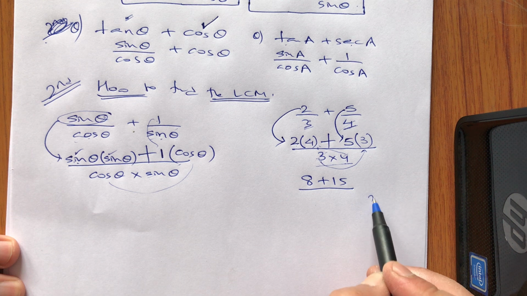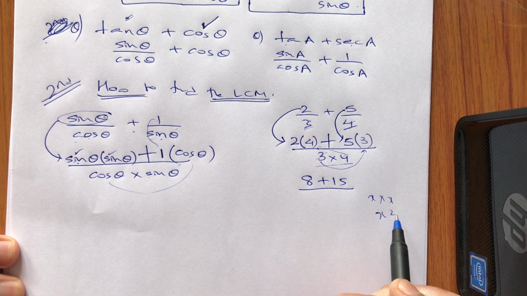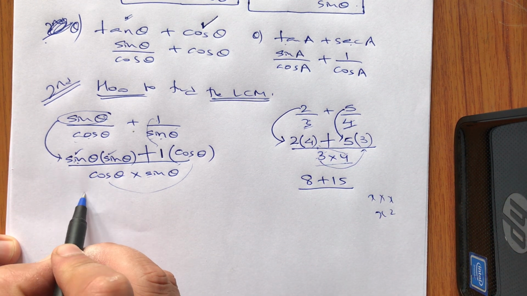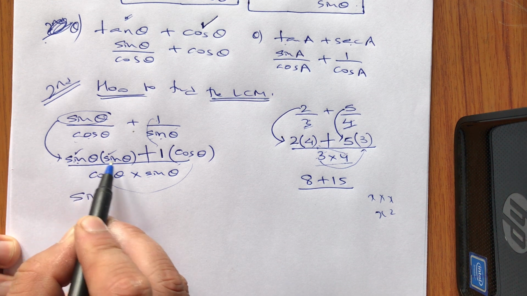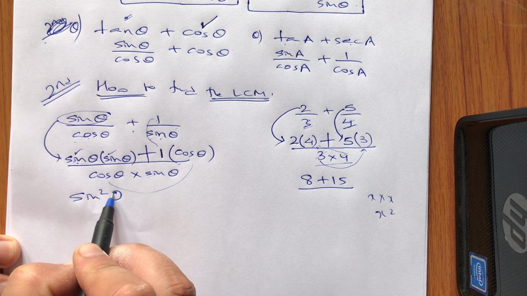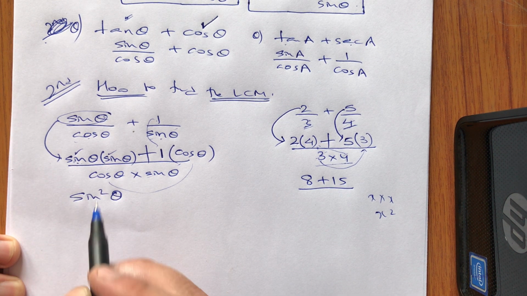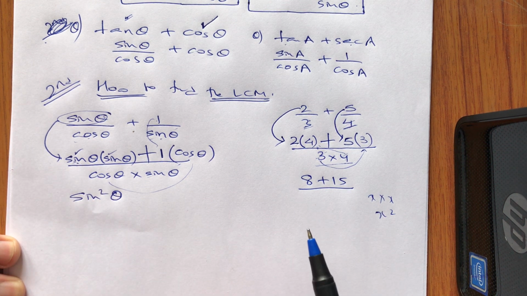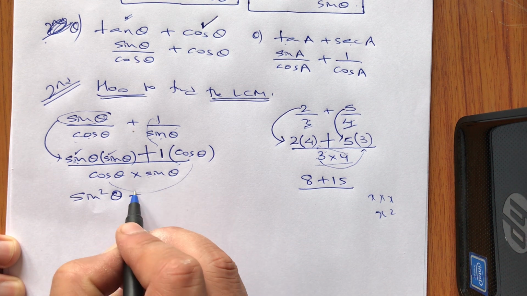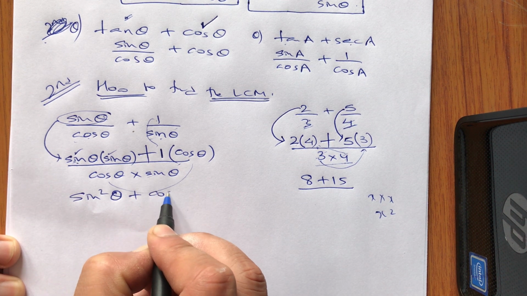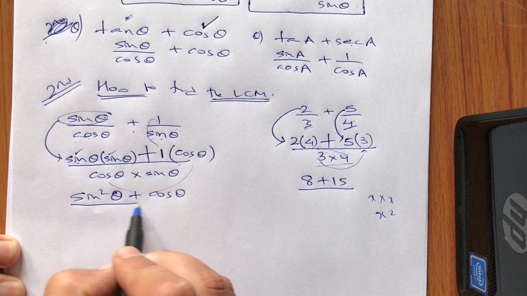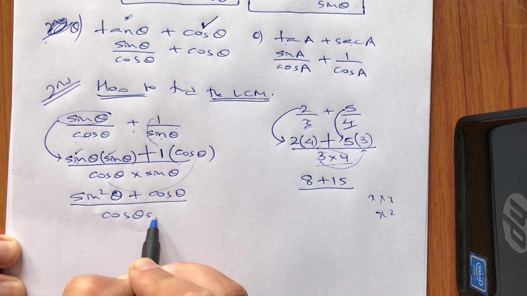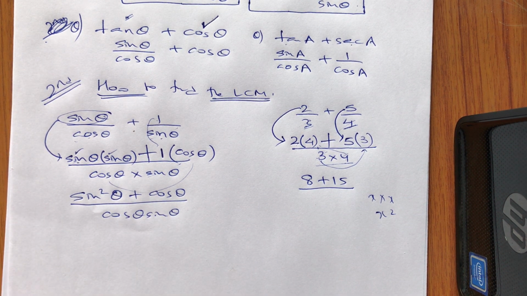Like for example, if I have x into x, we write it as x square. Similarly, sine into sine, we write it as sine square, and the theta, the angle, does not get multiplied. It remains theta as it is. So it's only the trigonometric term that gets multiplied. So if I have cos theta into cos theta, I write cos square theta. So then we have plus, what do I write? Plus 1 into cos theta is again cos theta. And divided by cos theta and sin theta, we get cos theta sin theta. So that is how we go ahead and find the LCM in trigonometry.